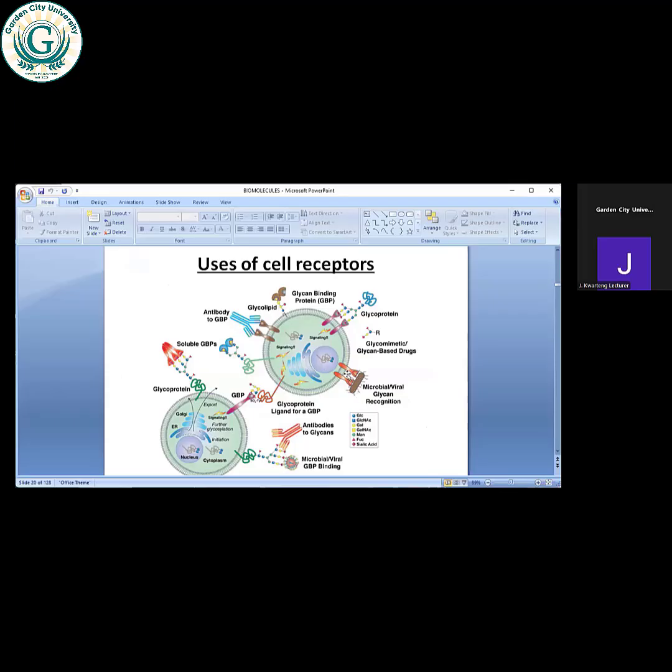If you look here, you can see that the cell receptors are being exploited by microorganisms to be able to invade our cells. So this is one of the techniques that is employed by microorganisms to be able to invade or enter into various cells and cause infection.